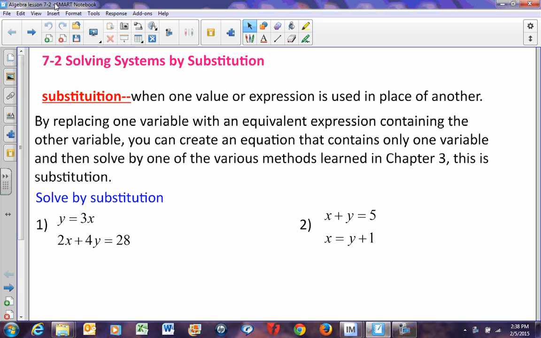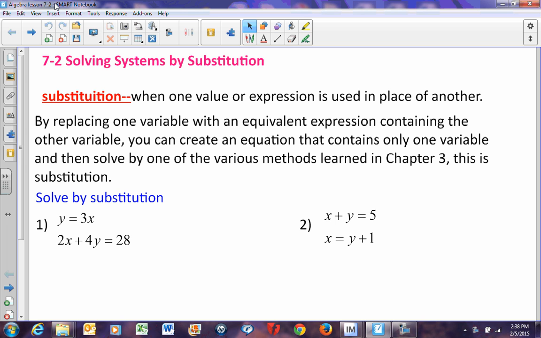This is Algebra Lesson 7-2, Solving Systems by Substitution. Substitution is when you choose one value or expression and put it in place of another value or expression. By replacing one variable with an equivalent expression containing another variable, you can create an equation that contains only one variable, and thus you can solve it, just like we did in Chapter 3. This is what's called substitution.